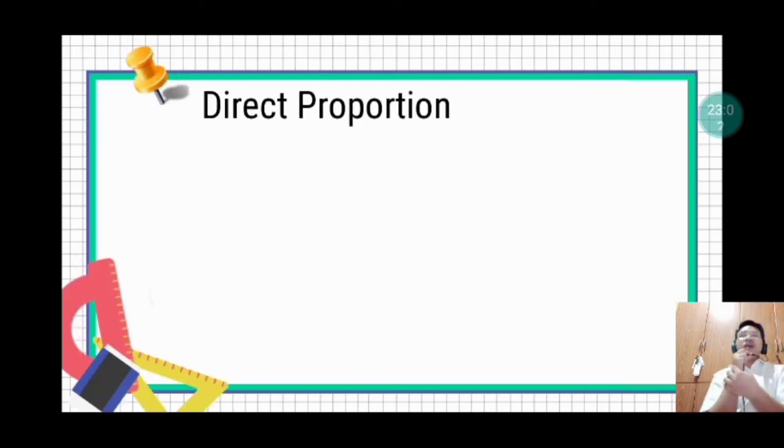So, upon knowing the definition of proportion, and also on how to solve ratios if they are proportion, now we are going to discuss the types of proportion. These are the direct proportion, inverse proportion, and partitive proportion. So, let us first discuss direct proportion, okay?